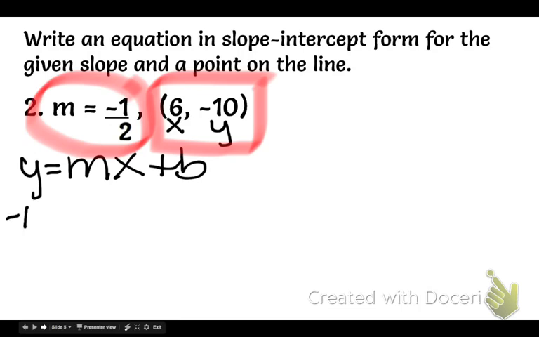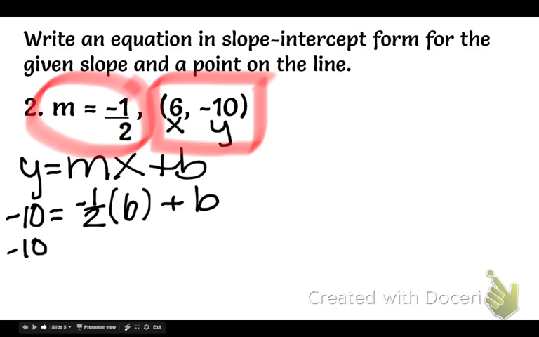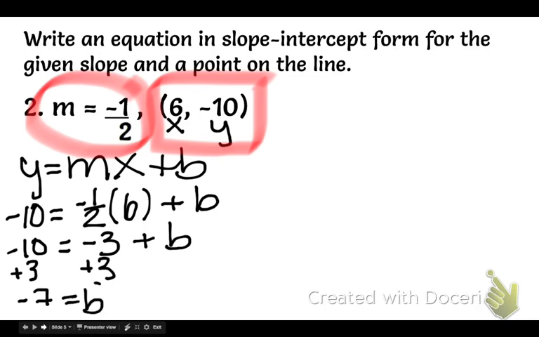So y is -10, m is -1/2, x is 6, plus, I don't know what the y-intercept is, so I'm going to put plus b. I'm going to solve my equation by multiplying -1/2 times 6, which is -3, plus b. I'm going to add 3 to both sides, and I'll get -7 equals b.